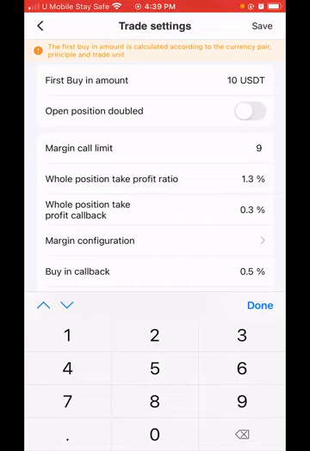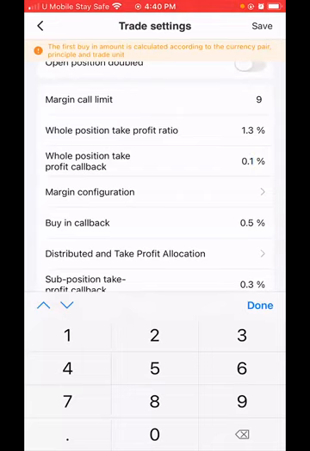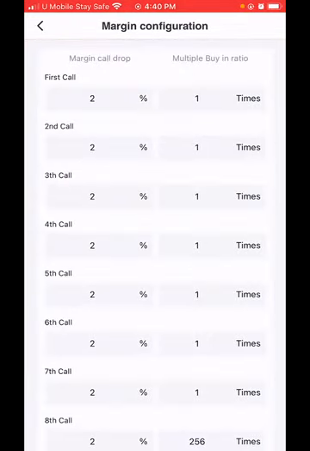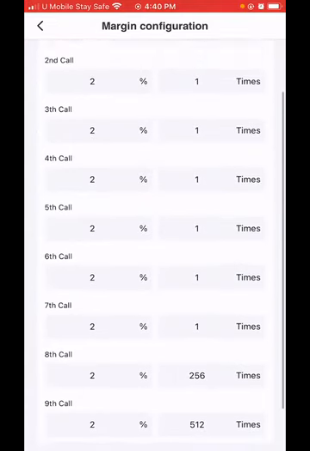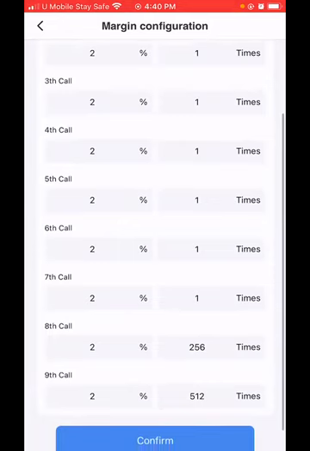So what you do, the whole position take profit ratio 1.3, that is good. It makes it to convert money for you quickly. Then your whole position take profit callback, you change from 0.3 to 0.1 so that whenever the bot closes any profit, you are making at least minimum of 1.2%. Okay, now you are going to set your margin call limit at your margin configuration. When you click at the margin configuration, now this is the amazing setting that I'm using. This is the new beautiful setting that I'm using. You can set it 2 down depending on how much you have.